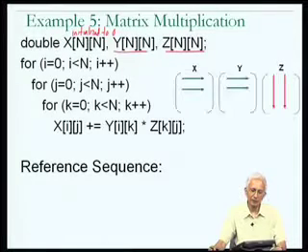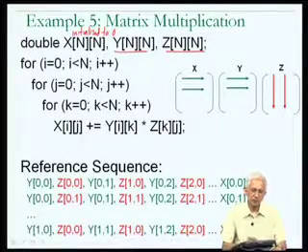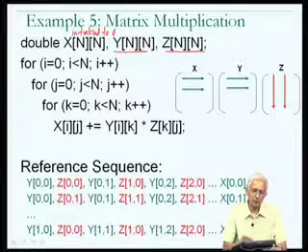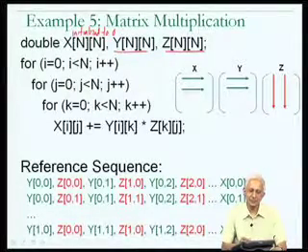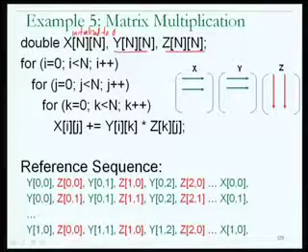So we could come up with a reference sequence, but let me first observe that y of 0 0 is multiplied by z of 0 0, then y of 0 1 is multiplied by z of 1 0, y of 0 2 by z of 2 0, and ultimately that sum is what is put into x of 0 0.